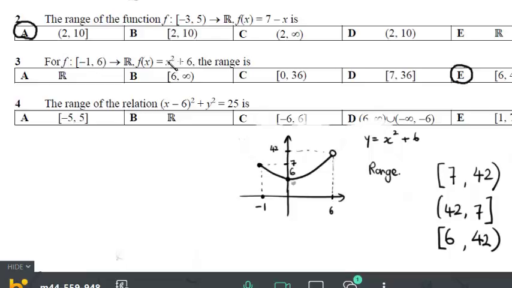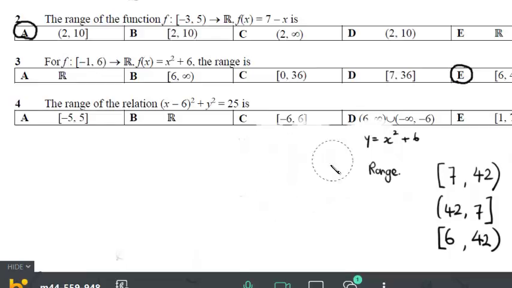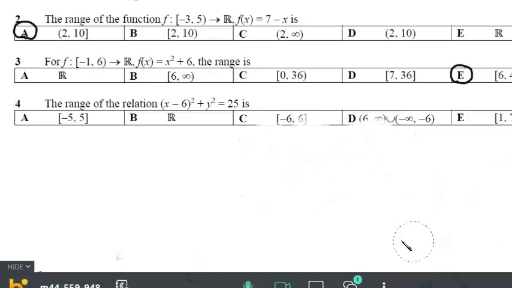Now we're going to try 4. You get the recording of this later, so I can just erase this. I'm going to try 4.